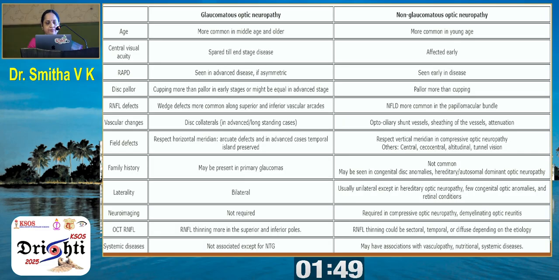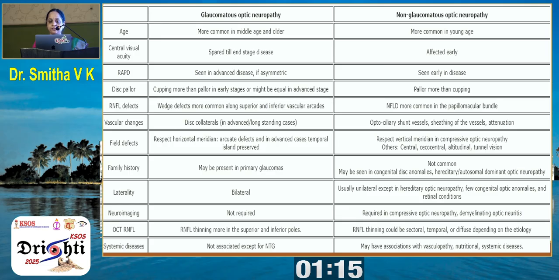So, glaucomatous optic neuropathy is more commonly seen in aged patients, while non-glaucomatous optic atrophy is seen in young people. Central visual acuity is affected early in non-glaucomatous optic neuropathy, while it is spared till the end stage in glaucoma. RAPD is seen early in non-glaucomatous disease, while only in advanced cases in glaucoma. Pallor more than cupping is a feature of non-glaucomatous optic neuropathy, while in glaucoma, cupping more than pallor is seen.